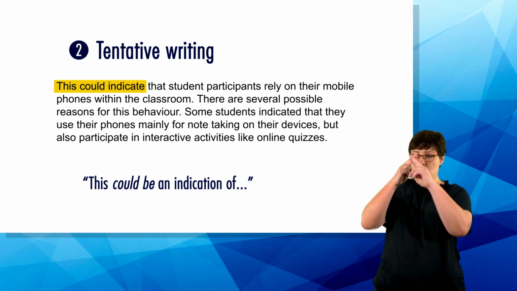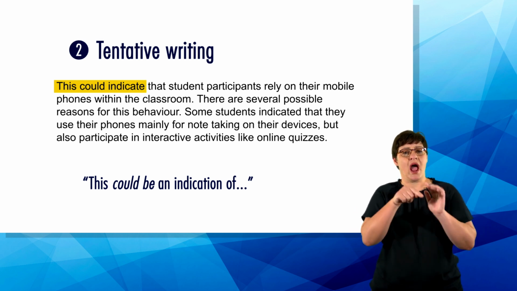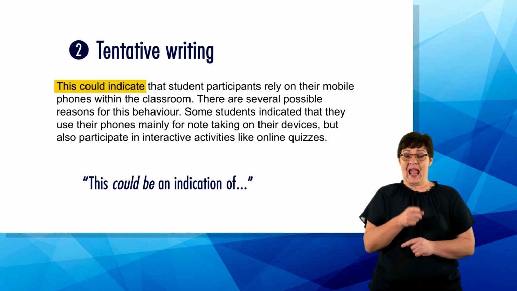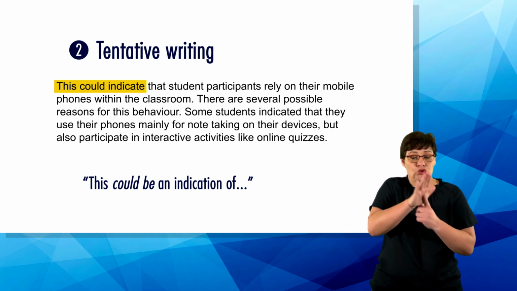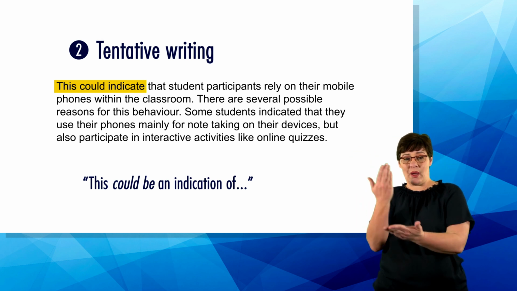"This could be an indication of" is an example of hedging. Instead of stating that this is an indication, the words "could be" signal to the reader that you have an open mind and that you are aware that there might be other possibilities.